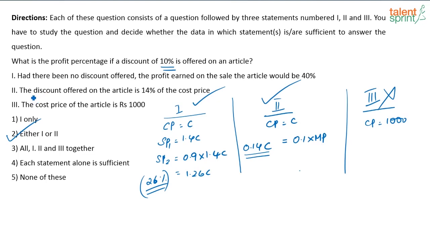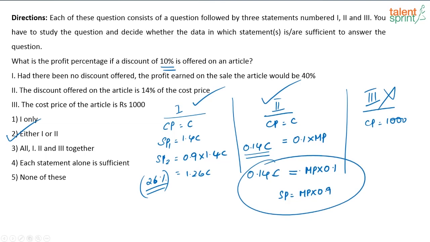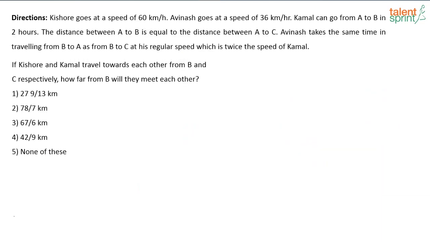What I was saying here was the discount offered on the article is 14% on the cost price. So what is the discount? The discount is nothing but 0.14C. That we know, correct? Now they are asking what is the profit percentage if a discount of 10% is offered on an article. The 10% discount on an article means whatever be the marked price, out of that 0.1 is the discount that is offered, correct? So the selling price here is going to be the marked price into 0.9, right? So using this you can find out the profit percentage.